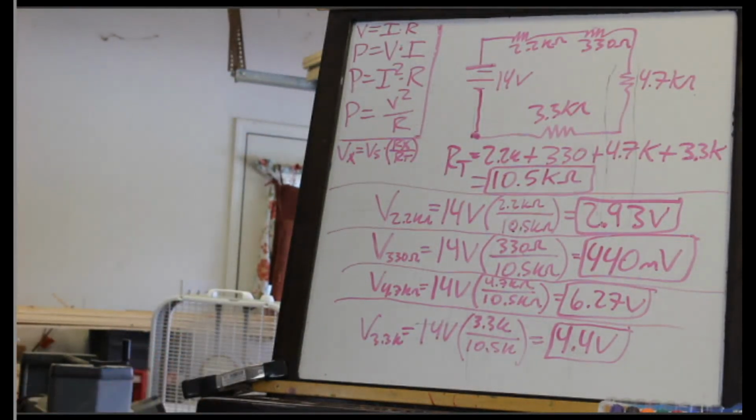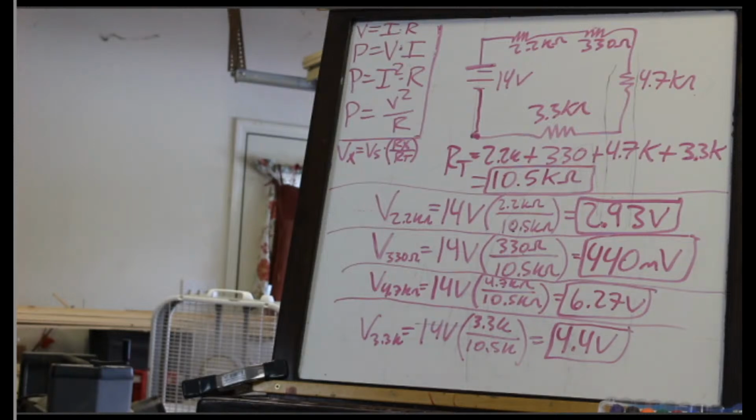Okay? Any questions on this? Let me type it in here. Okay, so that's series circuits. It doesn't matter if we have 50 resistors in series or if we have 2. The approach is exactly the same. You find the total resistance, and then you can use voltage division to find all the voltages.